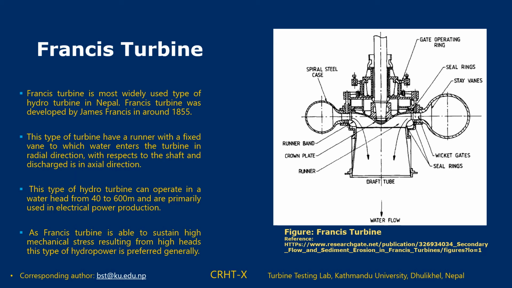So with all the development of hydropower in Nepal, the turbine that is generally preferred in the Nepalese hydropower sector is the Francis turbine, as it is suitable for a head of 40 to 600 meter. And this turbine is also able to sustain high mechanical stress resulting from high heads. The Francis turbine was basically developed by James Francis in around 1855, and this is the most widely used turbine in the Nepalese hydropower system.